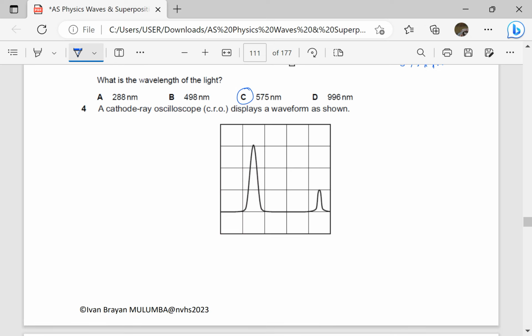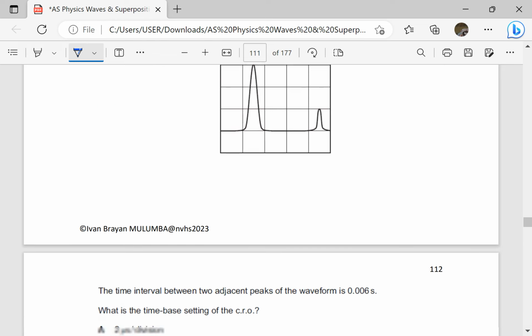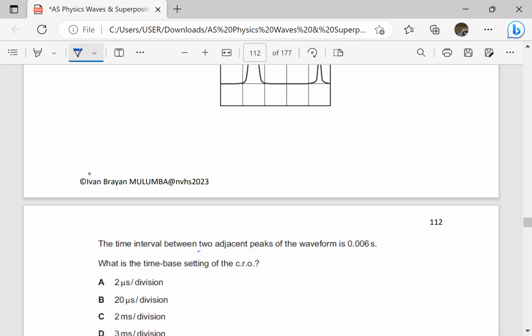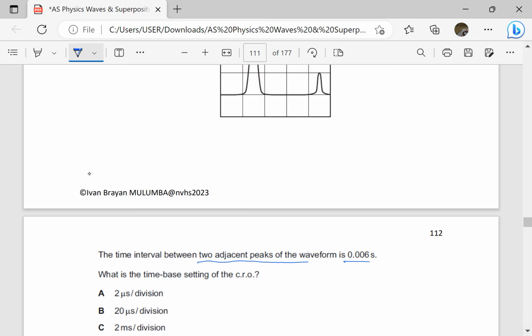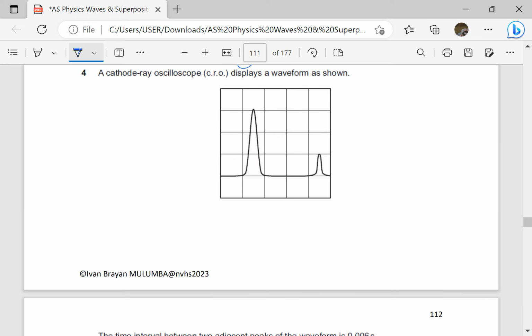A cathode ray oscilloscope displays a waveform as shown in the figure. So these are pulses. The time interval between two adjacent peaks of the waveform is 0.006 seconds. What is the time-base setting of the CRO? The time interval between two adjacent peaks: this is a half, this is another half.